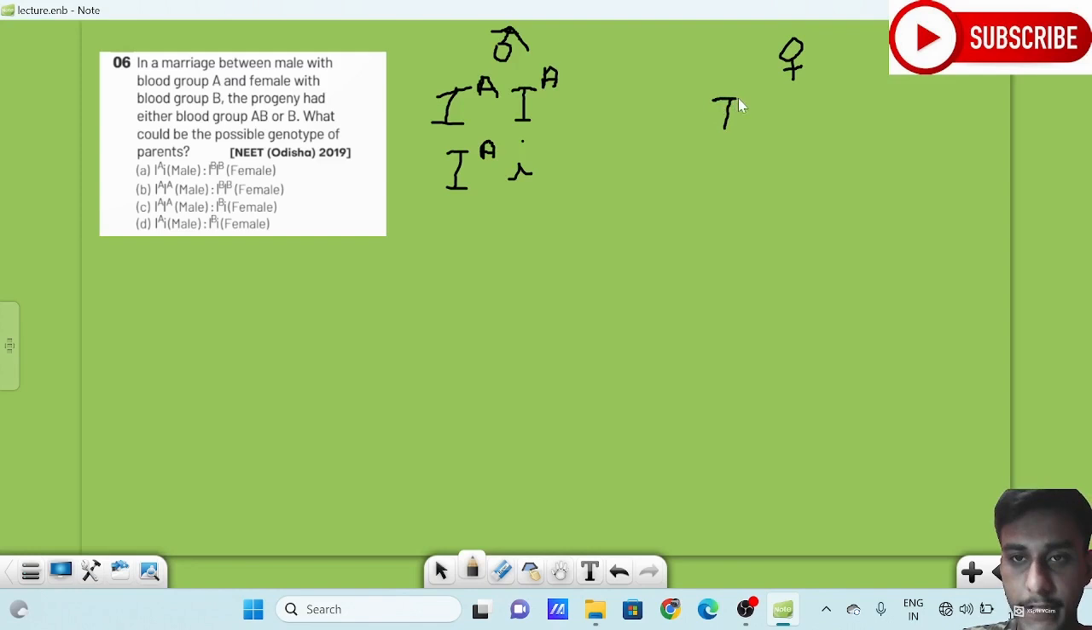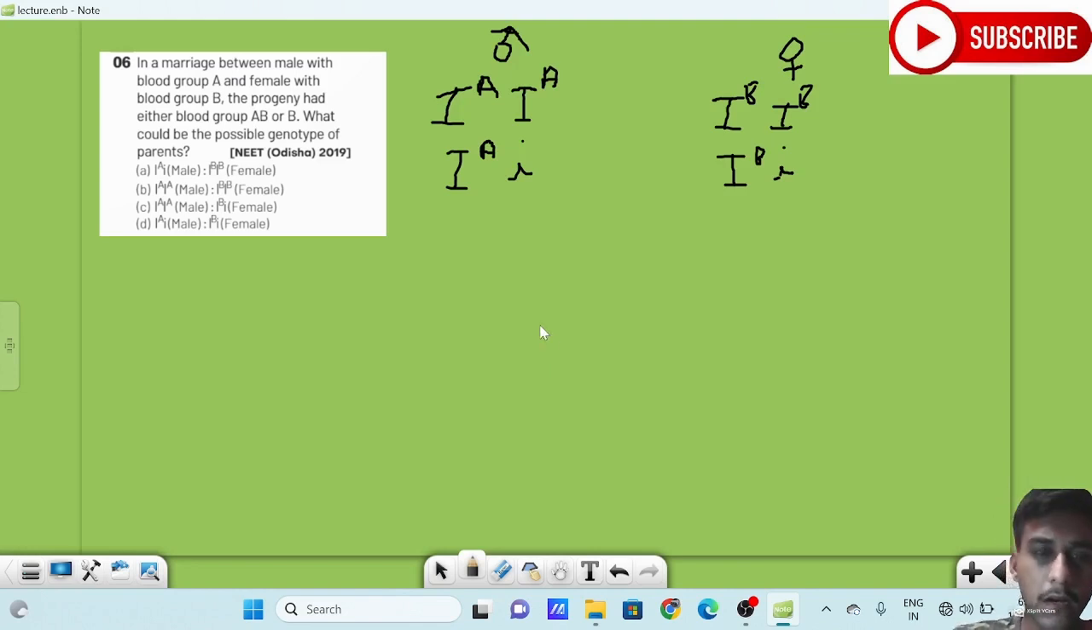So what will be the condition? IB IB, and IB i. Okay. And their progeny is having the blood group either AB or B. So let us draw the genotype possibility of their children or progeny. They are saying AB or B blood group is the possible blood group. No other blood group can come except AB or B.